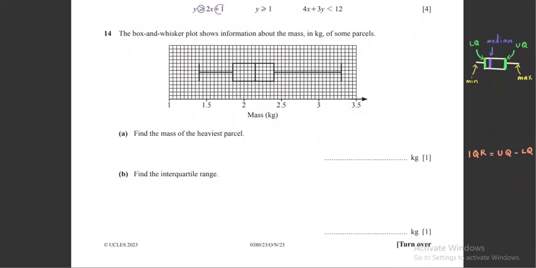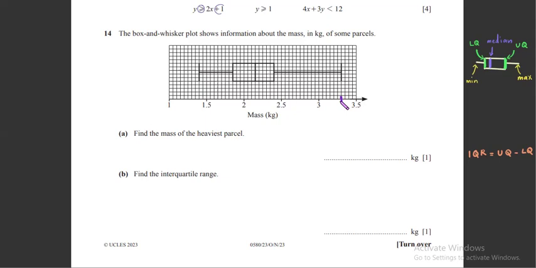We have a box and whisker plot that is given here, and the information in the box and whisker plot is marked. When it comes to a box and whisker plot, the lowest value is written here, the largest value is here, and the 3 lines that make the box are called the lower quartile, median, and upper quartile, or sometimes first quartile, second quartile, and third quartile. It still means the same thing. Now we need to calculate the mass of the heaviest parcel. The heaviest parcel will be here. So the value here is going to be our answer. So we need to find what that value is.